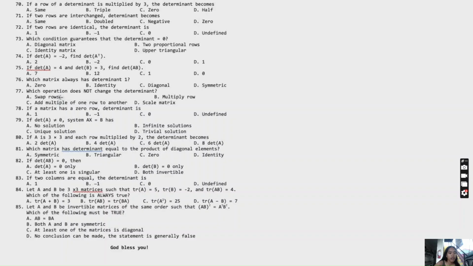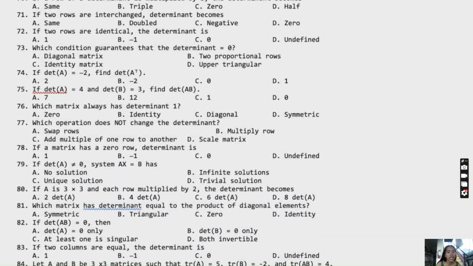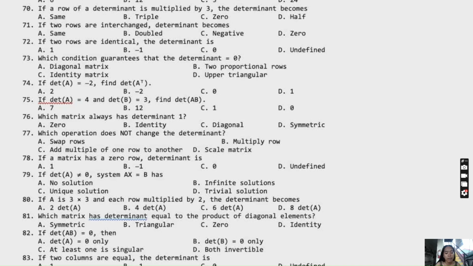So we are now in number 70. If a row of a determinant is multiplied by 3, the answer is the determinant becomes triple. It's common sense, no, that if one row is multiplied by a scalar k, then the determinant is also multiplied by k. So if a row is multiplied by 3, then the determinant is also multiplied by 3. This means that the determinant becomes triple.